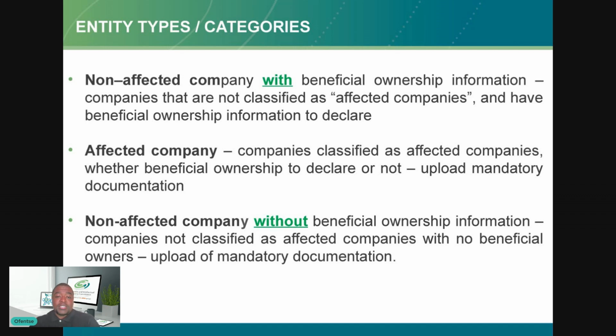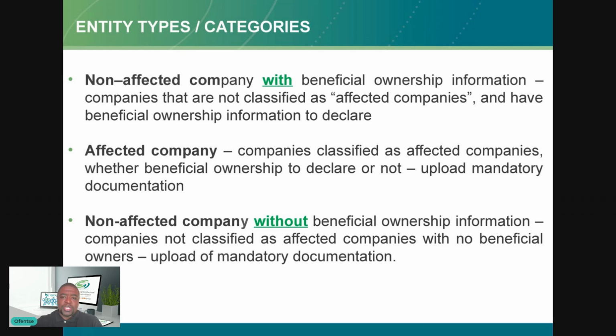Now, as far as categories, there are three categories that you can file beneficial ownership under. The first being non-affected company with beneficial ownership information. The second being affected company. And the third being affected company without beneficial ownership information. Now, the question is, how do you know from these options which one you are required to choose based on the company that you will be declaring information for?